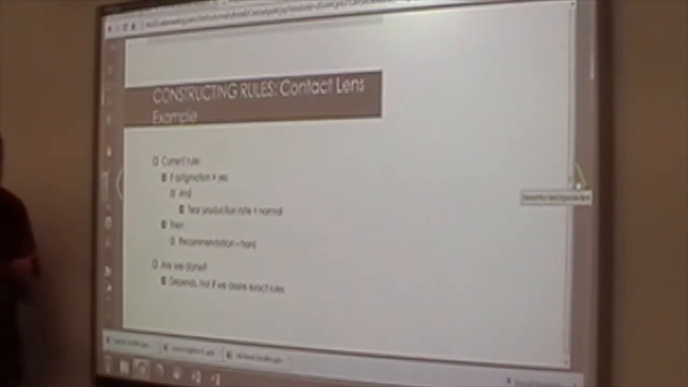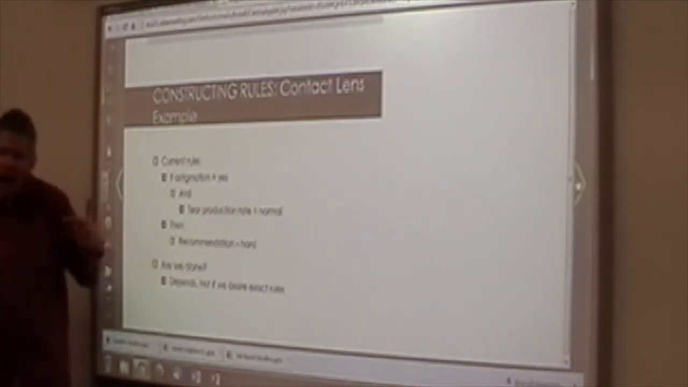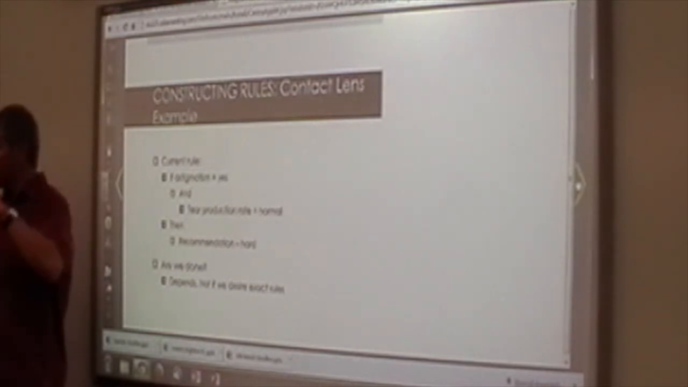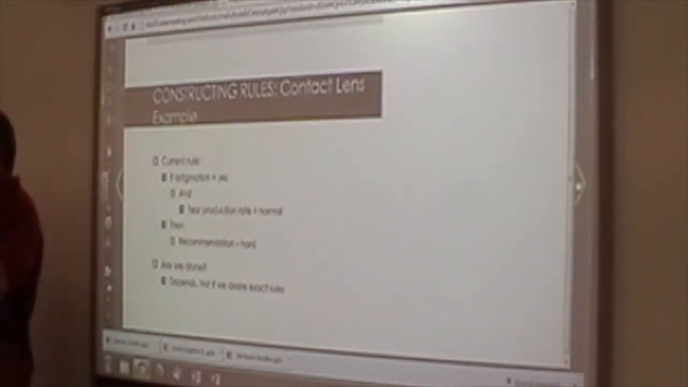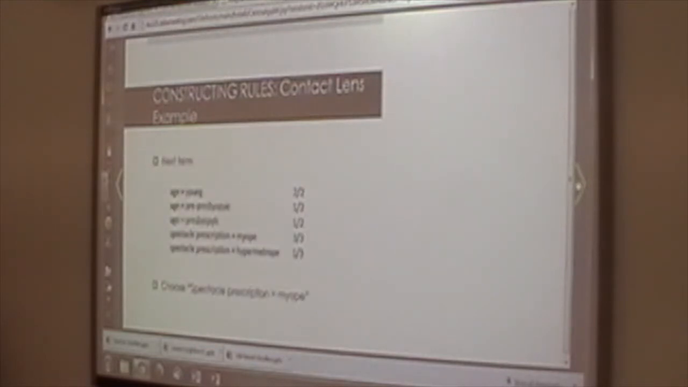And so are we done? Well, it depends, and I think I mentioned this earlier on. Not if we want to get exact rules to cover everything. So far we're only looking at hard lenses, so we haven't necessarily covered everything. In fact, I think we've covered everything except, there's 4 hard instances. Was that right? I think so. I'd have to go back to the original model. And I think we've covered 3 of those so far.